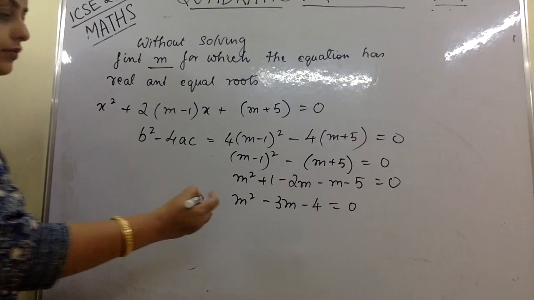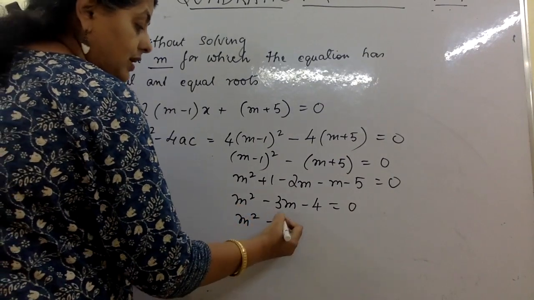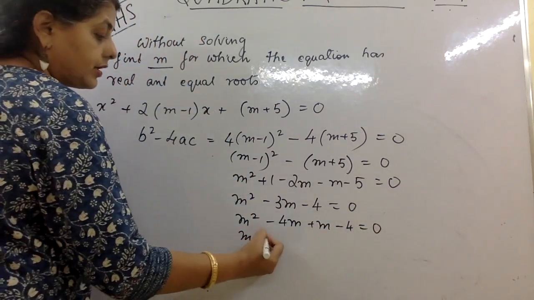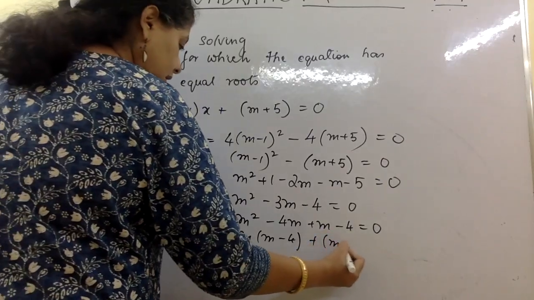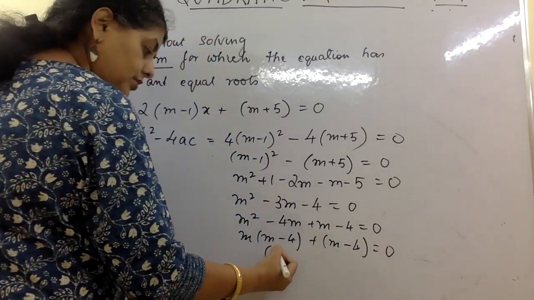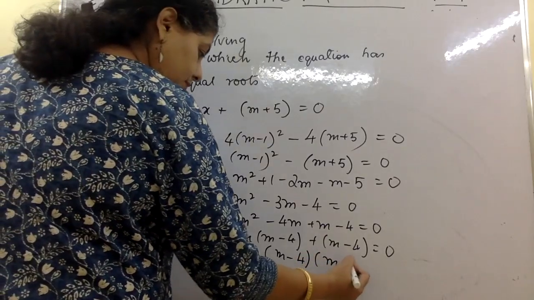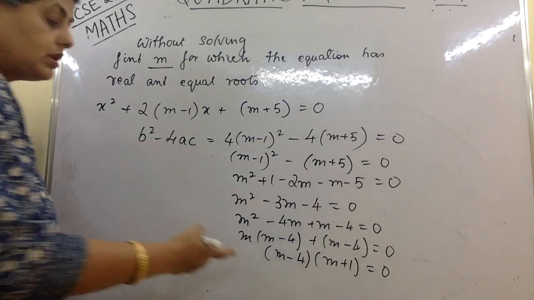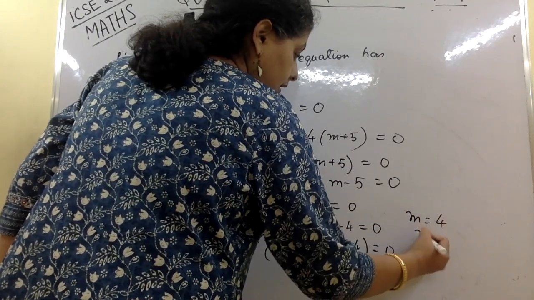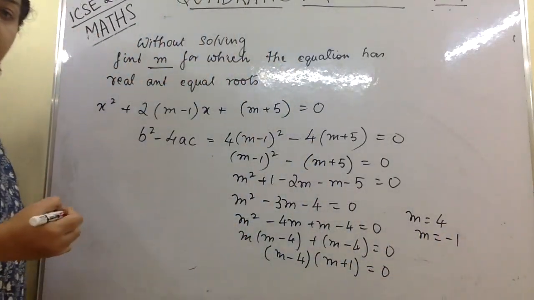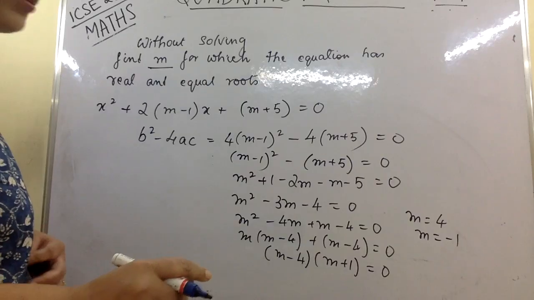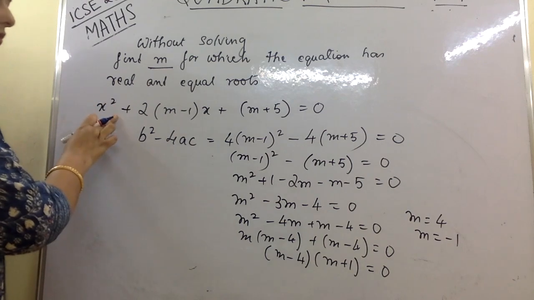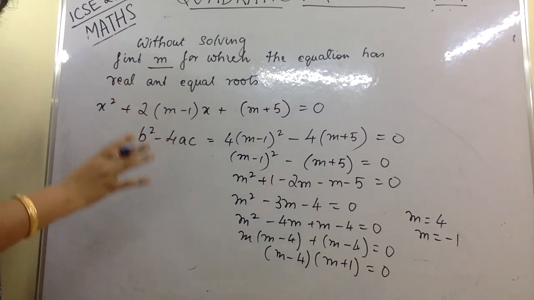Okay, so now we'll do middle term factorization. m square minus 4m plus m minus 4 is equal to 0. m minus 4 into m plus 1 is equal to 0. So now m is equal to 4 and m is equal to minus 1. These are the two values of m for which this particular equation will give real and equal roots.